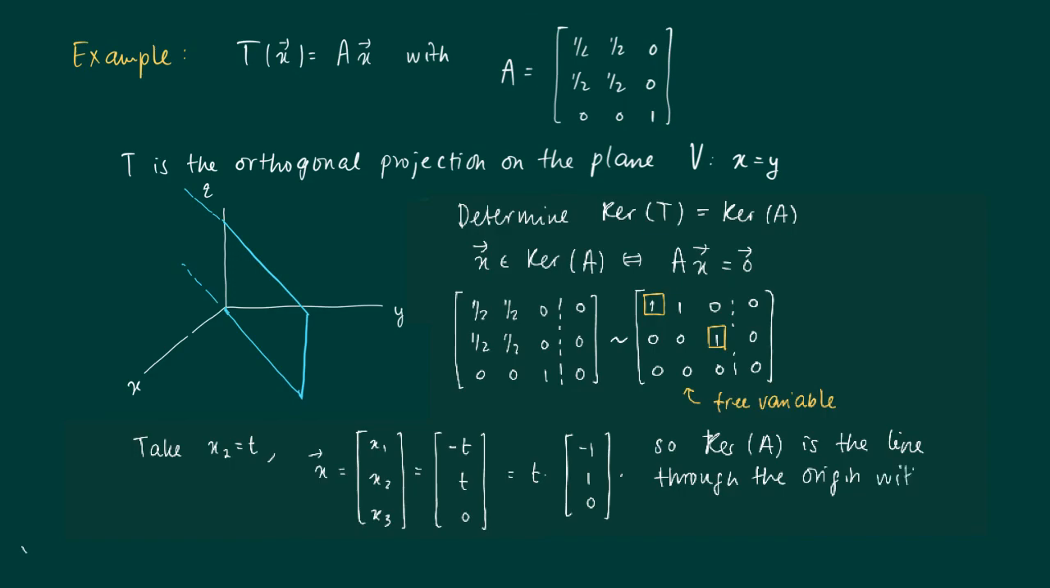So check. There's something particular about this direction vector, that actually this d serves as the normal for the plane V. So basically the kernel here is the orthogonal component, orthogonal to the image of the transformation T.